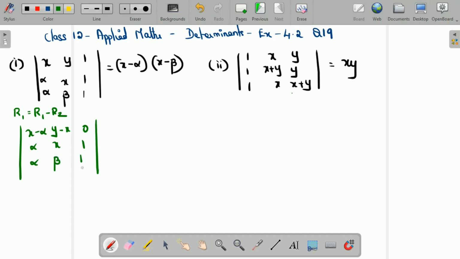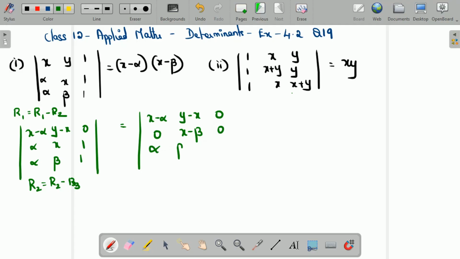The next transformation that I'm going to make here is going to be R2 is equal to R2 minus R3. So in this case, alpha minus alpha will vanish. So let's see how that happens. So x minus alpha, y minus x, 0. Alpha minus alpha is 0. This will become x minus beta. 1 minus 1 is 0. The last row will remain as such. So alpha, beta, and 1.